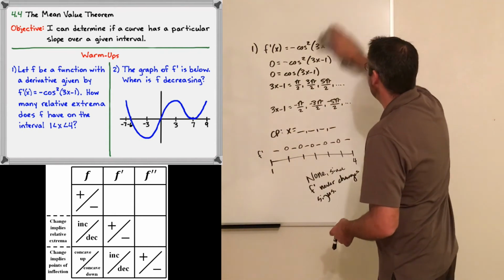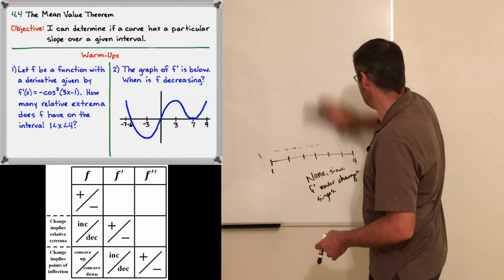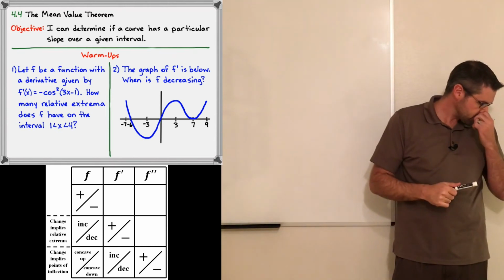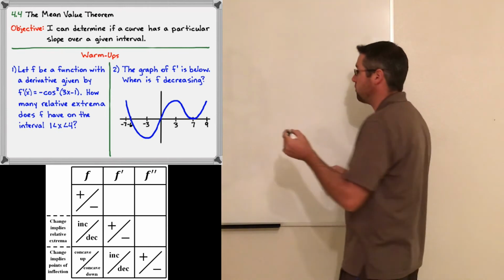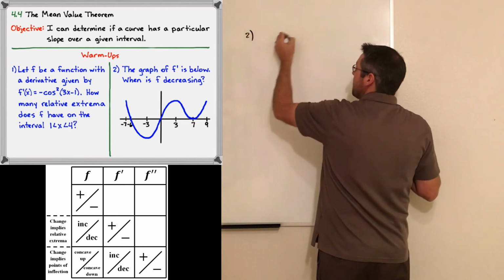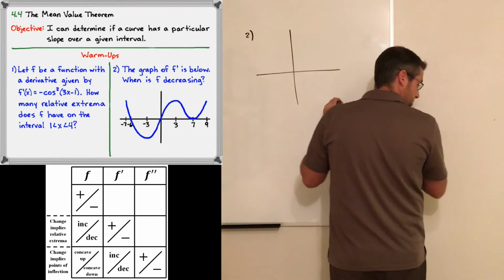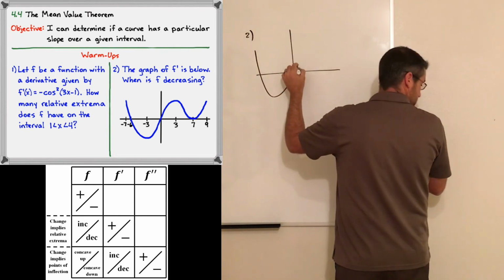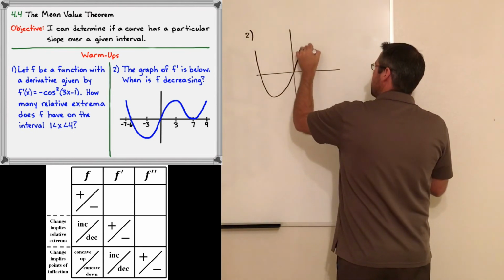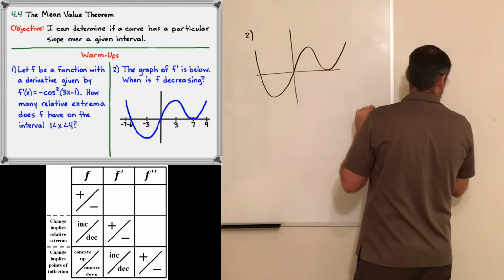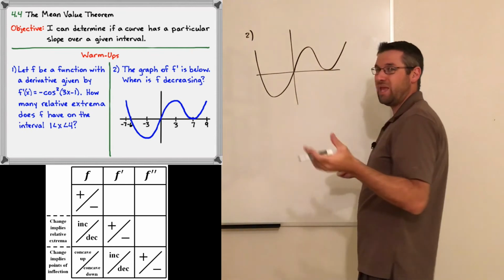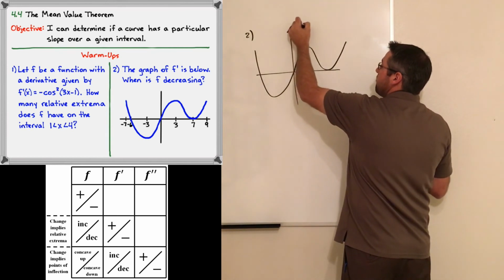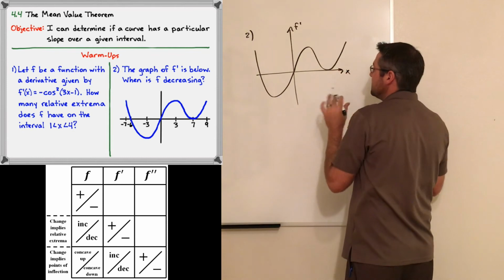Okay, so for number two, we're given a graph of f prime, and that's important. We've got to pay attention to the graph that we are given here. So I'm not going to be able to draw a perfect graph here, but it comes down like this, and then back through like this, and then up, and then down, and then like that. Okay, so it's asking, when is f decreasing? Well, again, keep in mind that this is the f prime graph. Okay, it says that this is f prime.